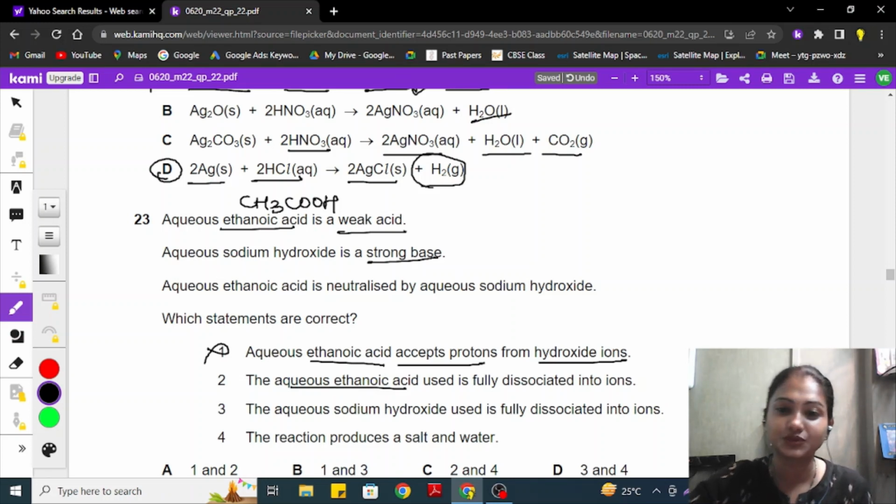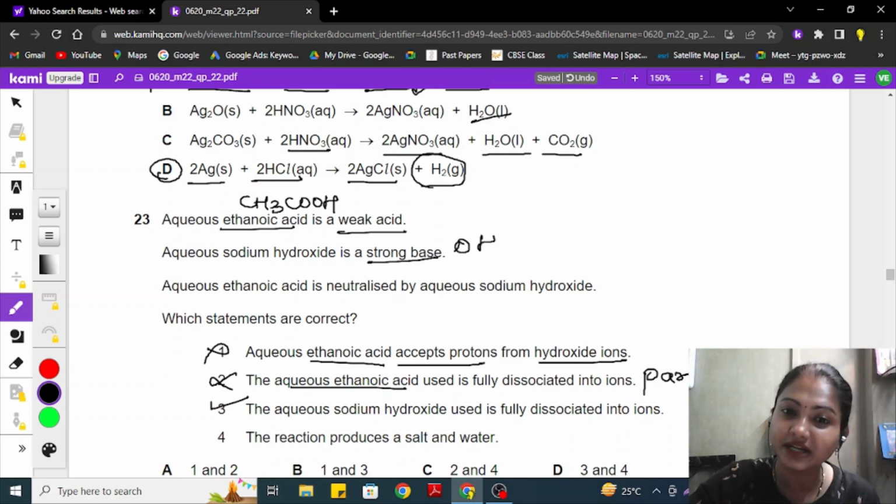It will not fully dissociate. It will partially dissociate. So it is not correct. The second option is also gone. The aqueous sodium hydroxide used is fully dissociated. Yes, it's a strong base. It's going to dissociate completely, releasing all the OH or hydroxide ions.